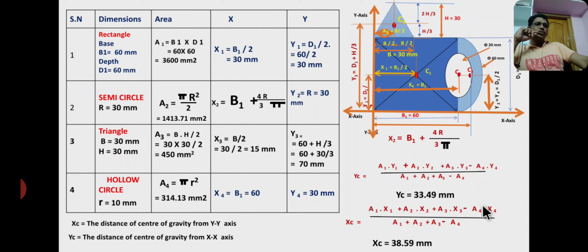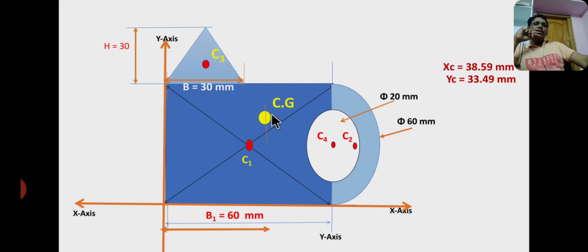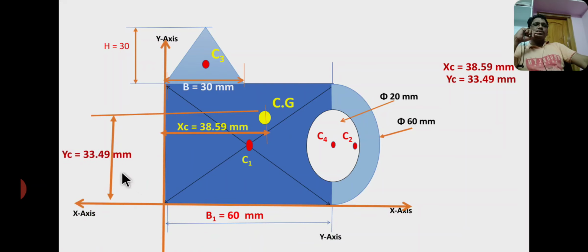Now in the next slide I will show the location of the centroid. C1 is the centroid of a square, C2 is the centroid of a semicircle, C3 is the centroid of a triangle, C4 is the centroid of a hollow circle, whereas CZ is the centroid of the entire composite section at a distance of xc from y-axis, xc equal to 38.59, and yc from x-axis, that is yc equal to 33.49 mm. So this is the final position of the centroid. So CZ is the centroid of the entire composite section. So the final coordinates of the centroid CZ are xc and yc.